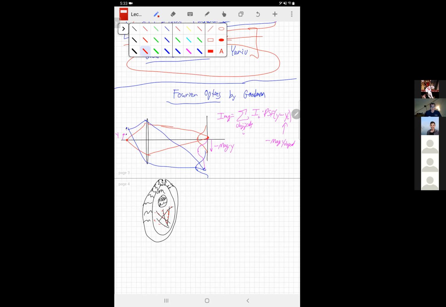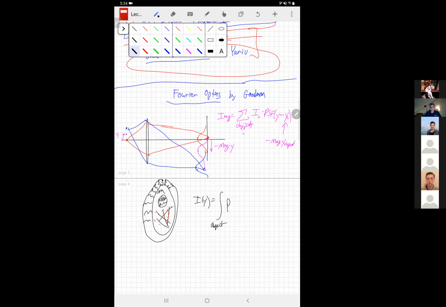But for a general object, you would have an infinite number of points infinitesimally close to each other. And when you have an infinite number of things infinitesimally close together and you have to add up all of their contributions, what kind of mathematical procedure do you think we're going to follow? Integral. Integral, yep. So then what we would say is that our image at a point y on the detector screen is an integral over the object.